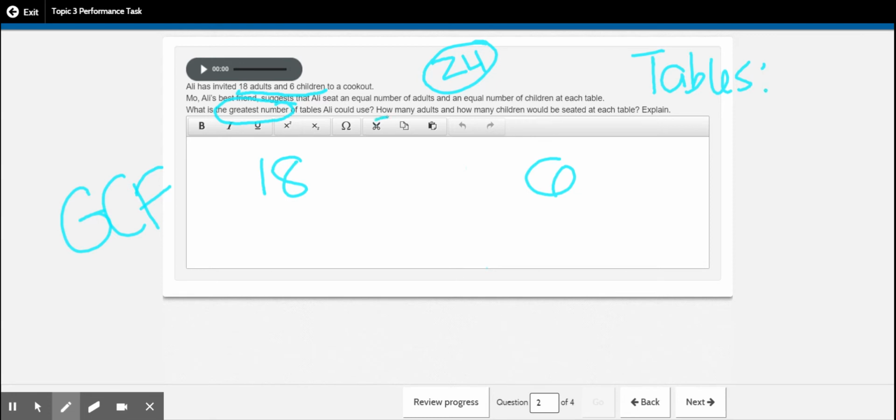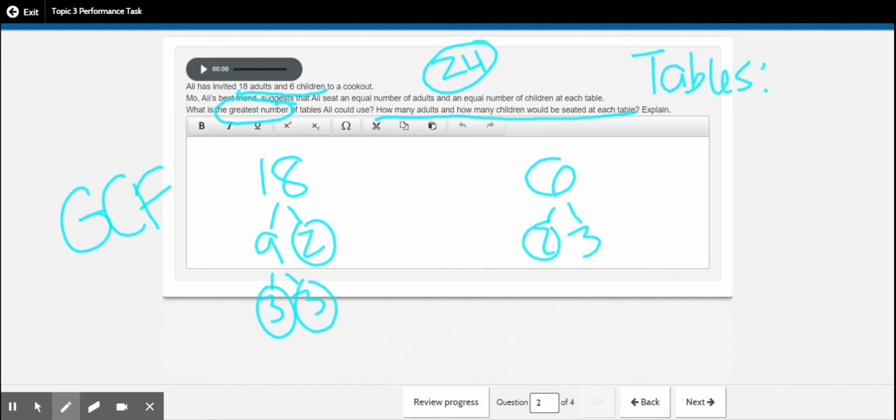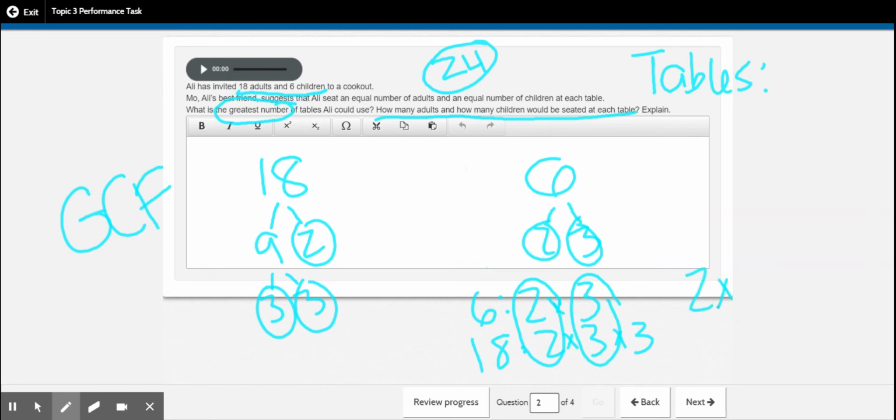The second part of the question is how many adults and how many children are seated at each table. So one way to find the GCF is factor trees. So then I list my factors. 6 is 2 times 3. 18 is 2 times 3 times 3. And then I look at where they overlap. They overlap at 2 times 3. So my GCF is 6. That tells me that I have 6 tables.